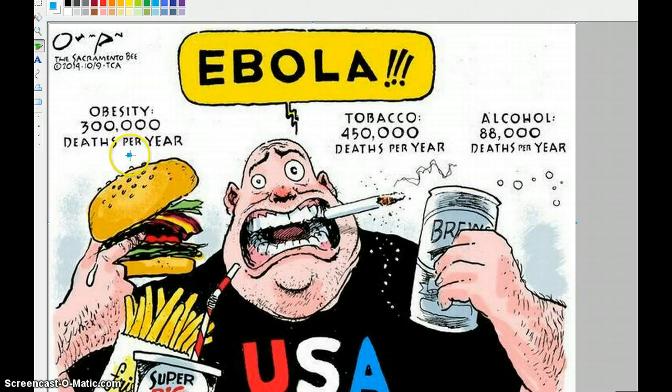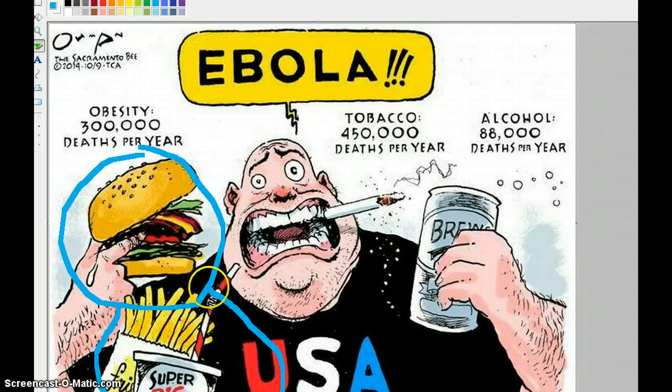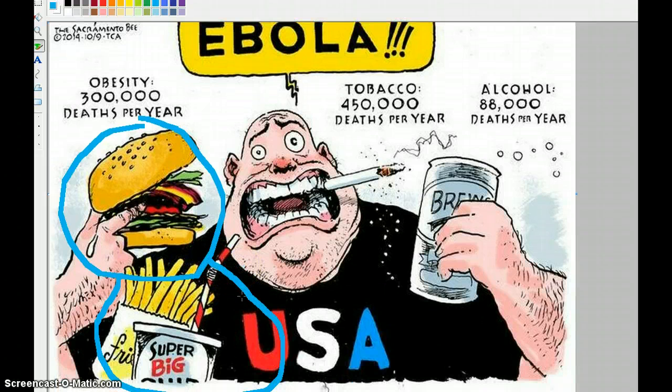The first one I can see is this burger, and of course the fries and the drink down here with it. So I would say that these are symbolic of fast food and the poor American diet, which, as you can see, is responsible for obesity, which is responsible for American deaths.